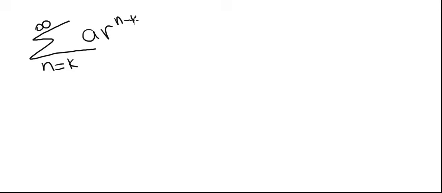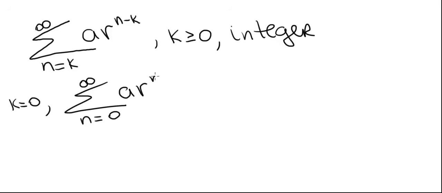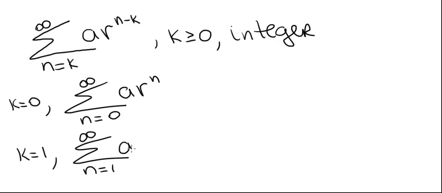We're going to look at the geometric series. Let's look at it in the form the sum from n equals k to infinity of a times r to the n minus k. Now k is greater than or equal to 0, and it is also an integer. So for example, when k equals 0, the series looks like the summation from 0 to infinity of a r to the n. When k is equal to 1, the series is the summation from n equals 1 to infinity of a r to the n minus 1, and so on. We can do it for any value of k, but these will all give the same thing.